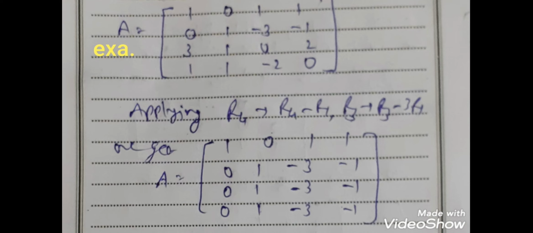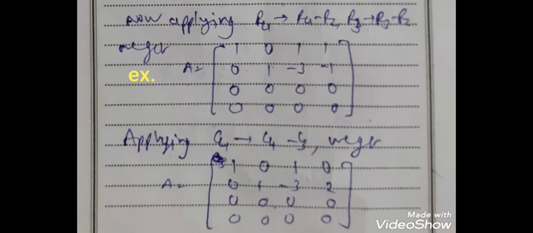All these three rows have the same element. So if we multiply any one by -1 and add in another, then they will be 0. Means here we take R4 minus R2, then all the entries of 4th row are 0, and R3 minus R2, then all the entries of 3rd row are 0. So matrix A contains all the entries of 3rd and 4th row are 0, and first row contains the elements 1 0 1 1, and second row contains the elements 0 1 minus 3 and minus 1.